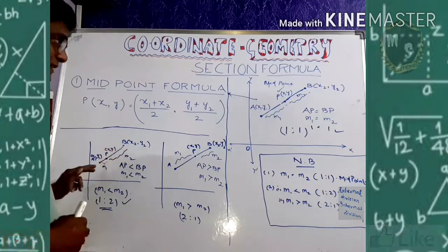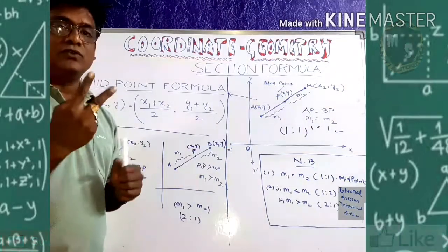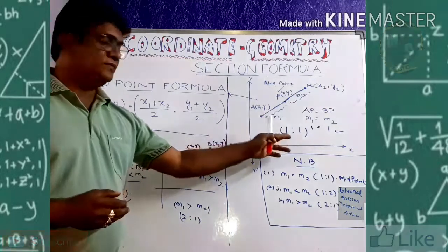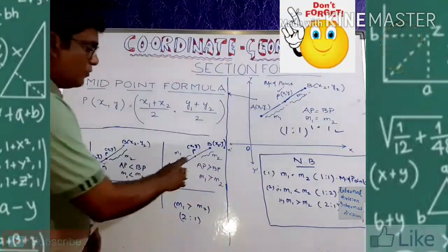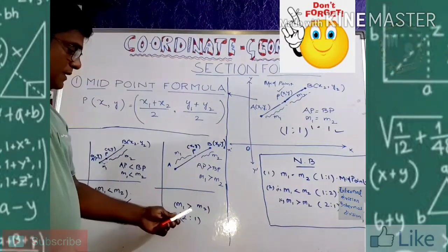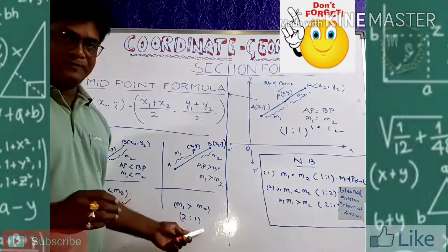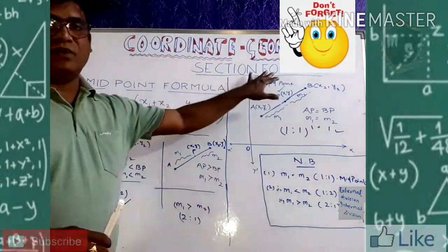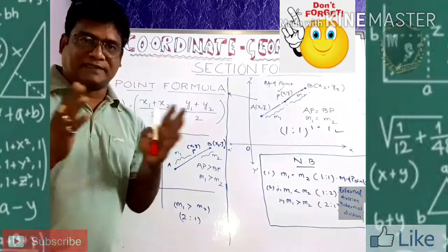These are all called bisections. Bisection means into two parts, where in the first case it is equal, 1:1, then it is 1:2, which is one part to two parts. Then when M1 is greater than M2, the ratio will be 2:1. So this is the total idea of the section formula. When a line is divided into two parts, that means bisection.